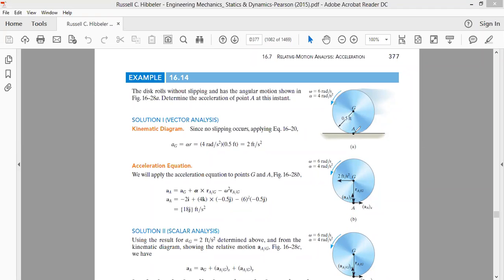Before I solve this question, since this will take a little bit of time, let's join the next class. Kindly join the next lecture to find the solution of this problem.